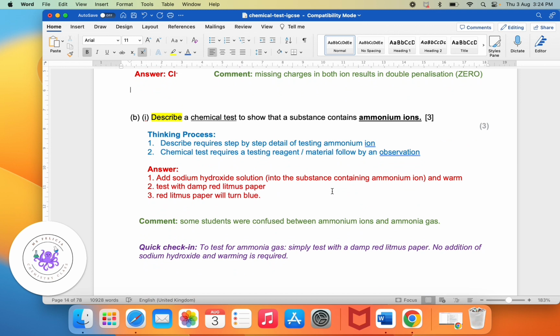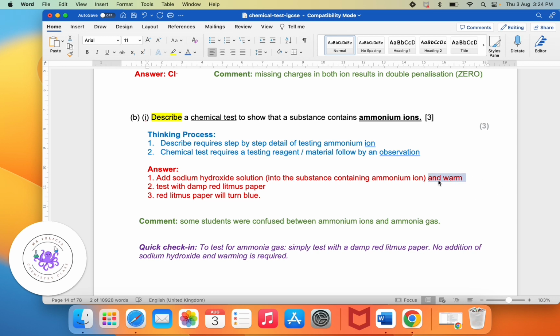So the thinking process here is: what is the step-by-step procedure that you need to test for the ammonium ion? Usually for chemical tests, you need a testing reagent or a material, followed by an observation. So you need to be very clear about what you are writing. The answers would be in red. First, you need to add sodium hydroxide solution into the unknown substance that contains the ammonium ion, and you need to warm it up.